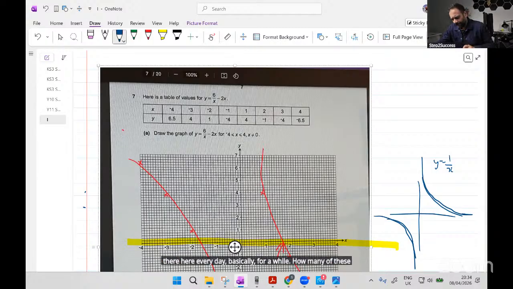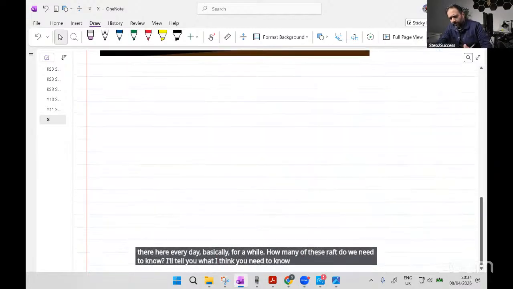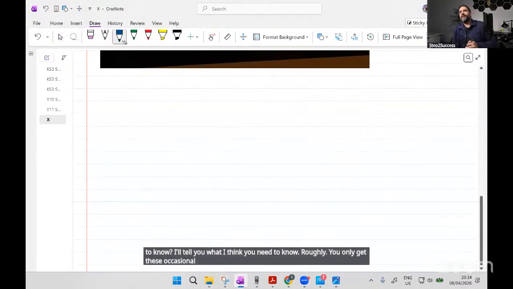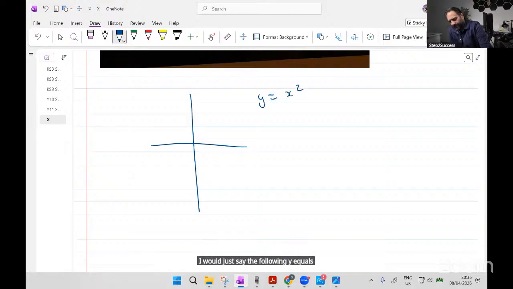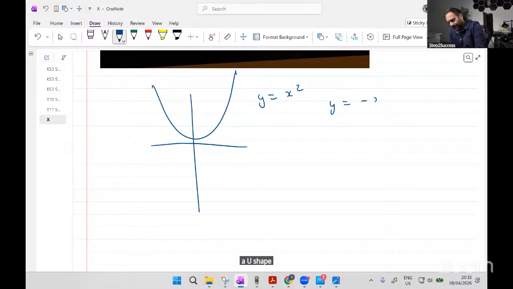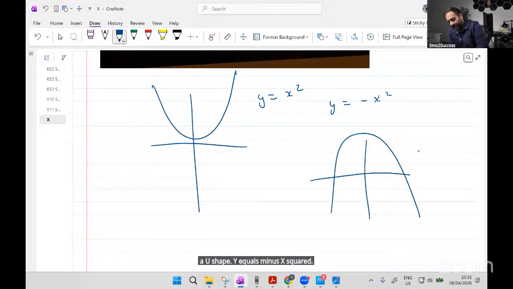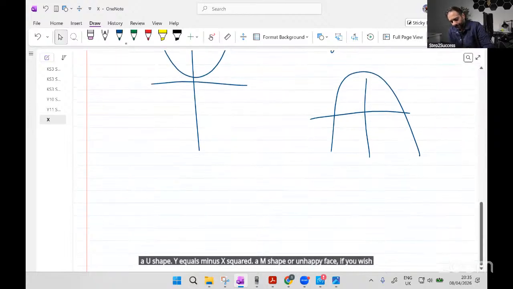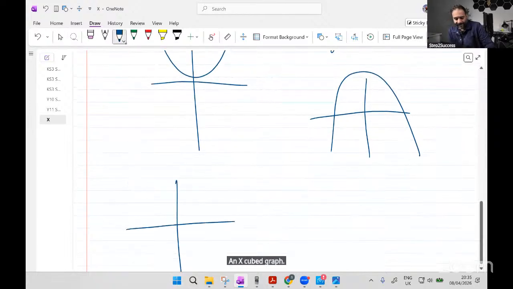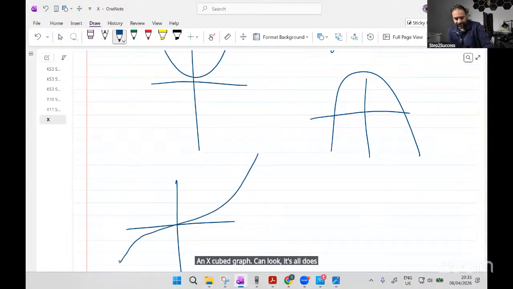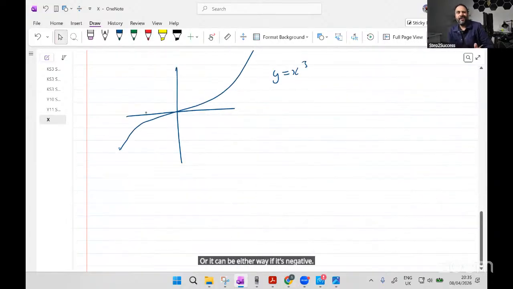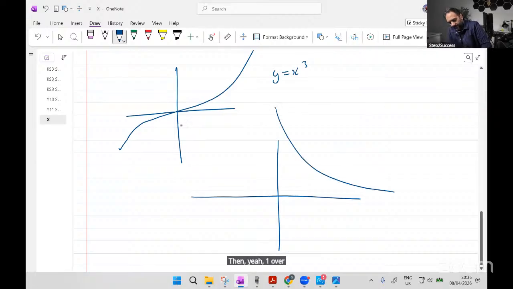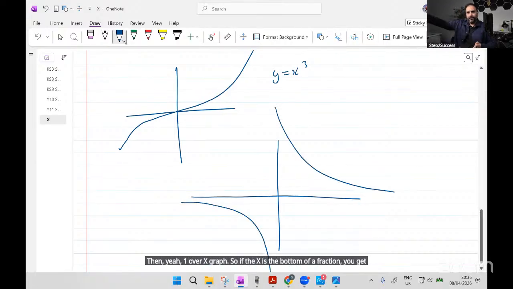How many of these graphs do we need to know? I'll tell you what I think you need to know. You only get these occasional questions where they give you some graphs and you have to say which one's A, B, C, D, like they give you some equations. I would just say the following. y equals x squared, a U shape. y equals minus x squared, an n shape or unhappy face, if you wish. An x cubed graph sort of does that, or it can be the other way if it's negative. Then a 1 over x graph. If the x is the bottom of a fraction, you get these two pieces to it.